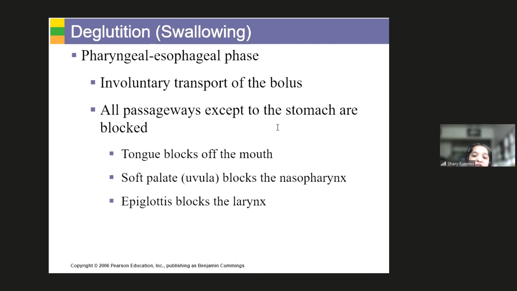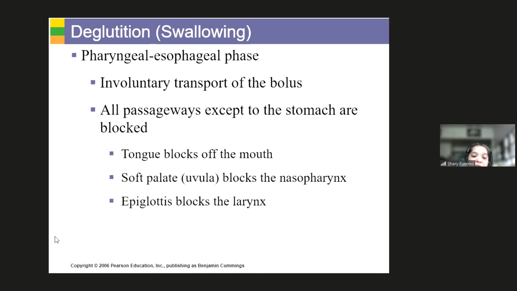All the passageways except for the stomach are blocked. The tongue blocks off the mouth. The palate blocks the nasopharynx, and at the tip of it is the uvula. And the epiglottis blocks the larynx. So the only one open is the stomach, so that food does not enter the other passages. Okay, that's the pharyngeal phase.